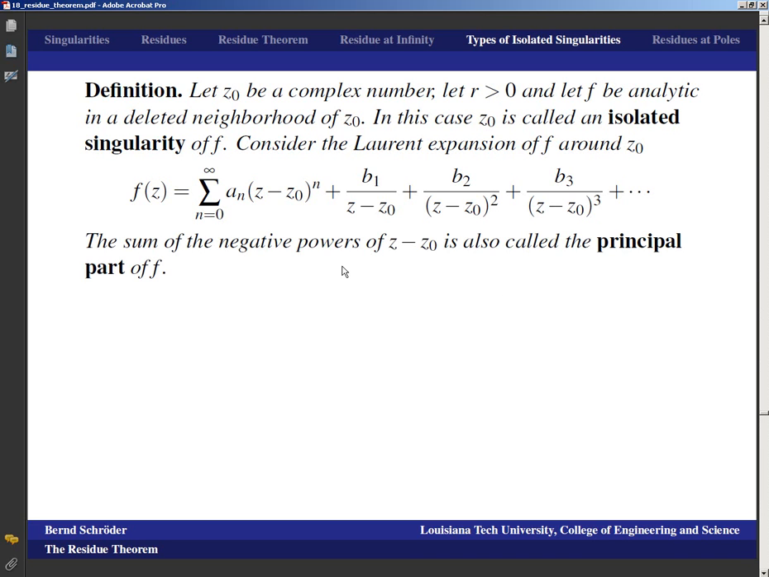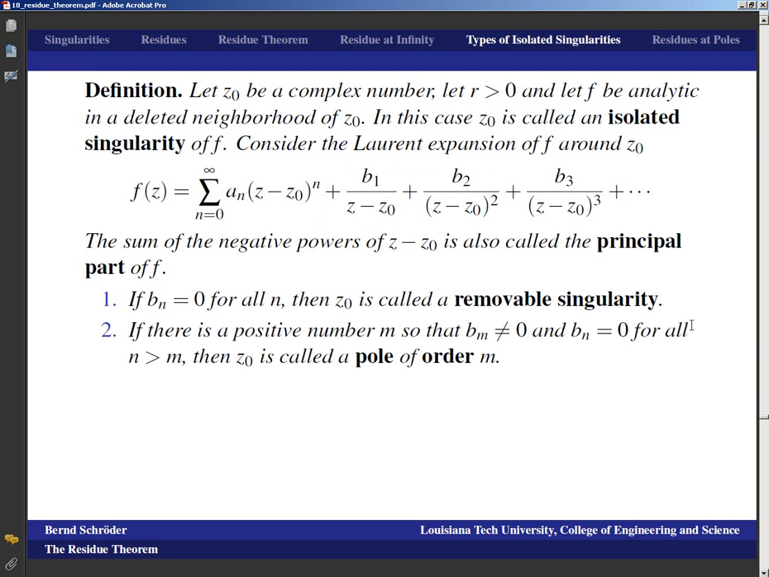And the sum of those negative powers of z minus z0, that's the principal part of f. That's also what that's called. And if b n is equal to 0 for all n, then z0 is called a removable singularity. That should be pretty clear because f is in that fashion. If all those b's were 0, then f is just a power series around z0. And so that means we can just throw the singularity away and define the function at that point.